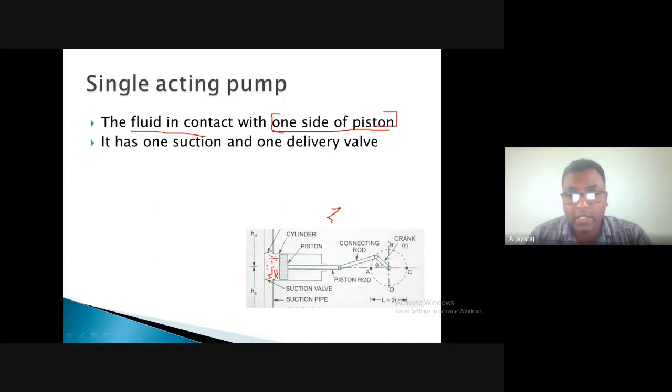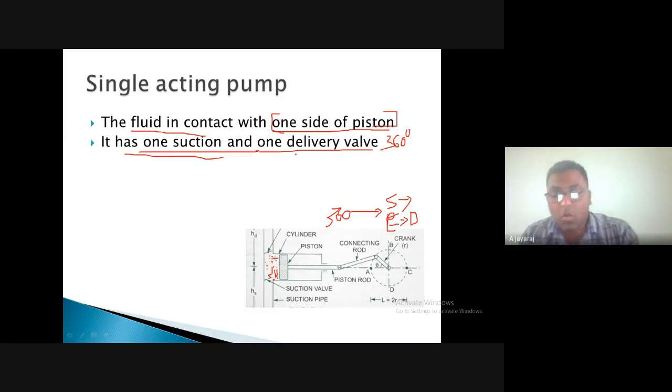During the 360-degree rotation, the half rotation, that is 180 degrees, is the suction stroke, and the next 180 degrees is the extension or delivery stroke. So this is the suction stroke and this is the delivery stroke. For one complete rotation we have only one delivery in a single acting pump. It has one suction and one delivery for a 360-degree rotation, or one complete rotation of the crankshaft.